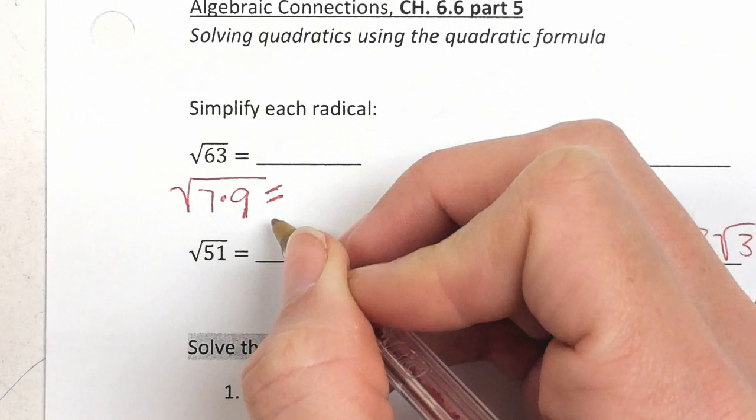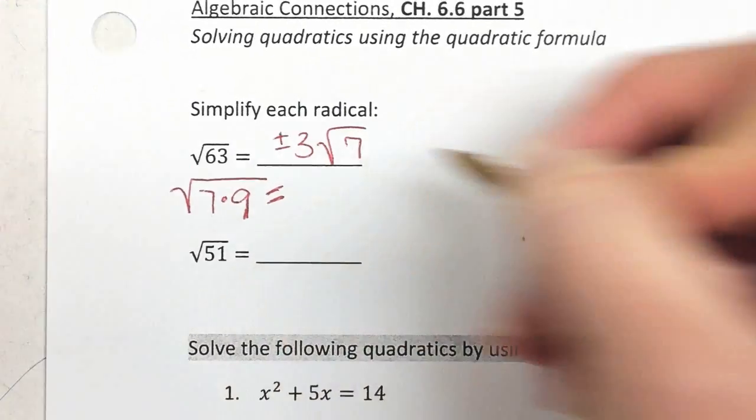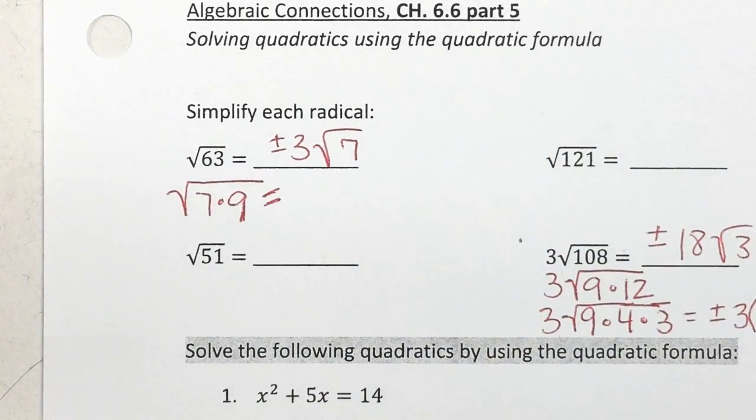Since 9 is a perfect square, you put 3 on the outside, good, plus or minus 3, and then leave the square root of 7. Perfect. Because 7 isn't a perfect square. Any questions about that one? Okay, let's wait till we get to the other.